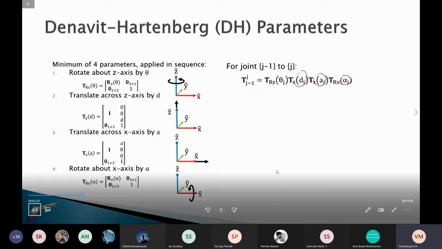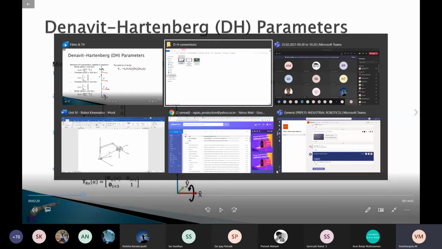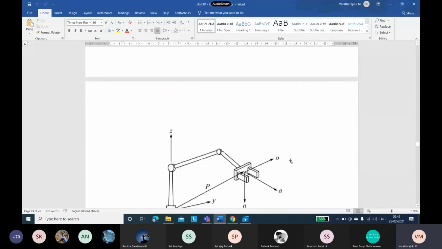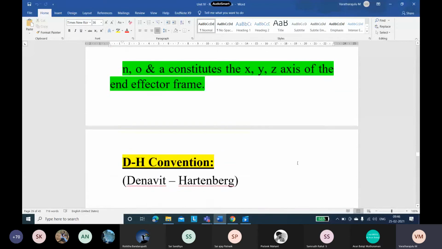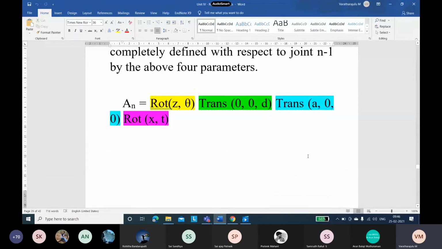From the base we have arranged the equations. That is why we discussed the arrangement of equations: rotation in the z direction, translation transformation in z, translation transformation in x, and then rotational transformation in the x direction.